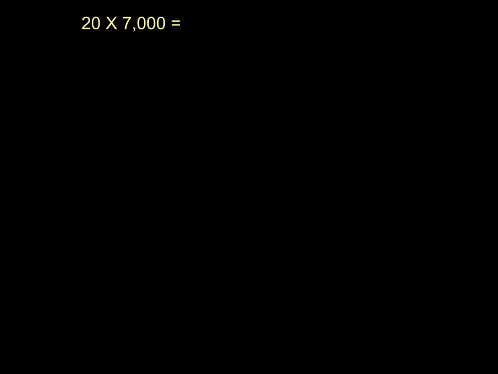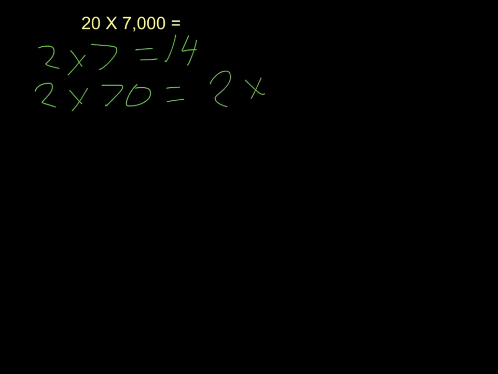Here is a challenge problem for you to solve. I will pause the video. The first step is to identify the basic fact, which is 2 times 7, and that equals 14. Next, we're going to continue our pattern. We're going to multiply 2 times 70, which is the same as 2 times 7 times 10, and we'll write that to the first power.